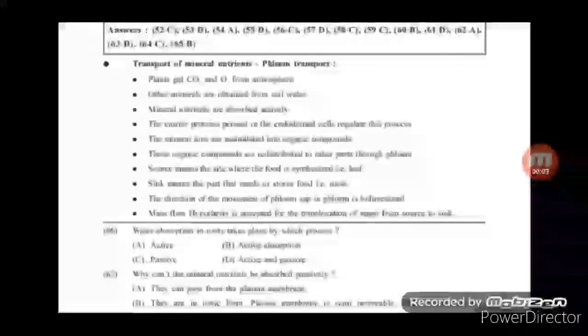Today I'm going to explain the 11th standard NEET and CT questions. We're going to solve the 11th standard chapter, Transport in Plants. This chapter's NEET CT questions we are going to solve.